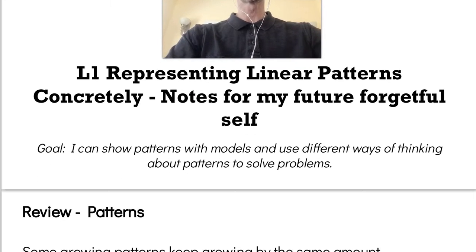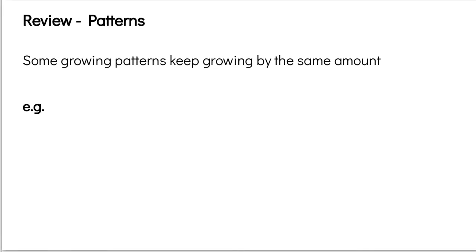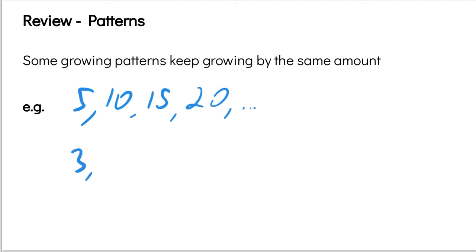where it says, some growing patterns keep growing by the same amount. So we could have a number pattern that's pretty simple. We could have like 5, 10, 15, 20, etc. Or we could have something slightly more complex like 3, 5, 7, 9, 11, etc. Now that was just the briefest review about patterns, which you probably already knew.